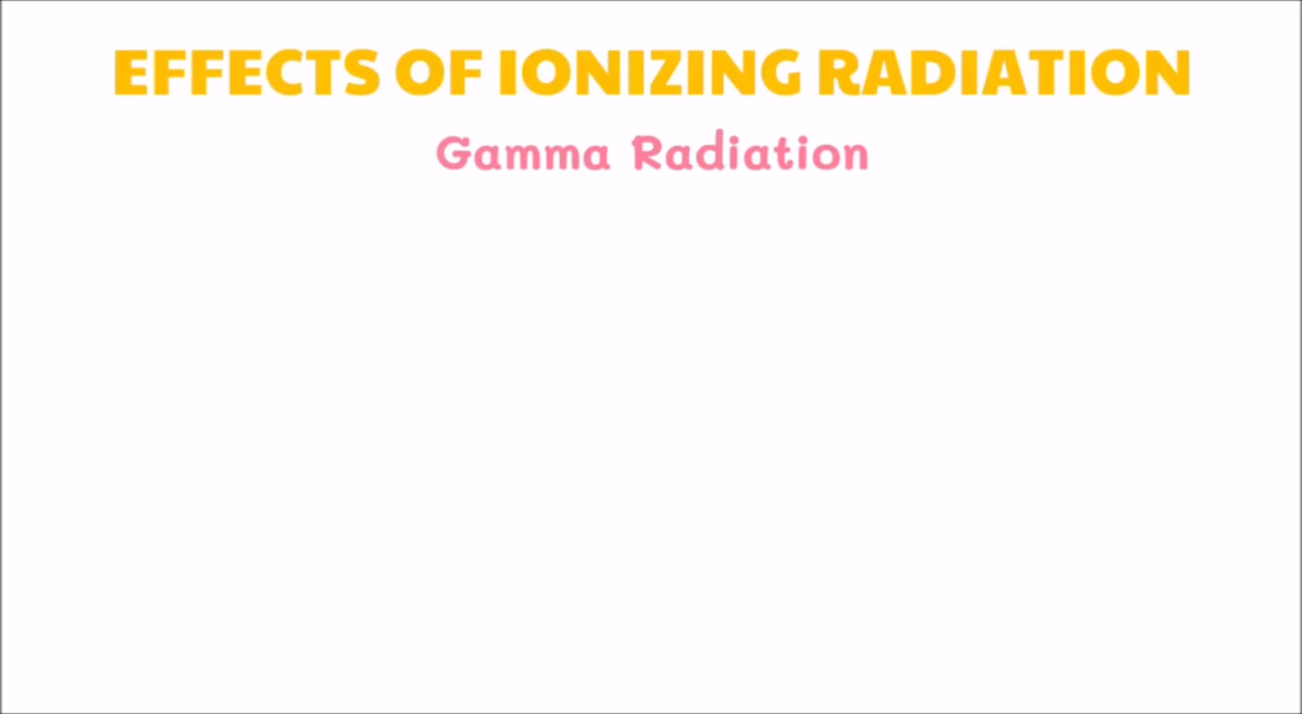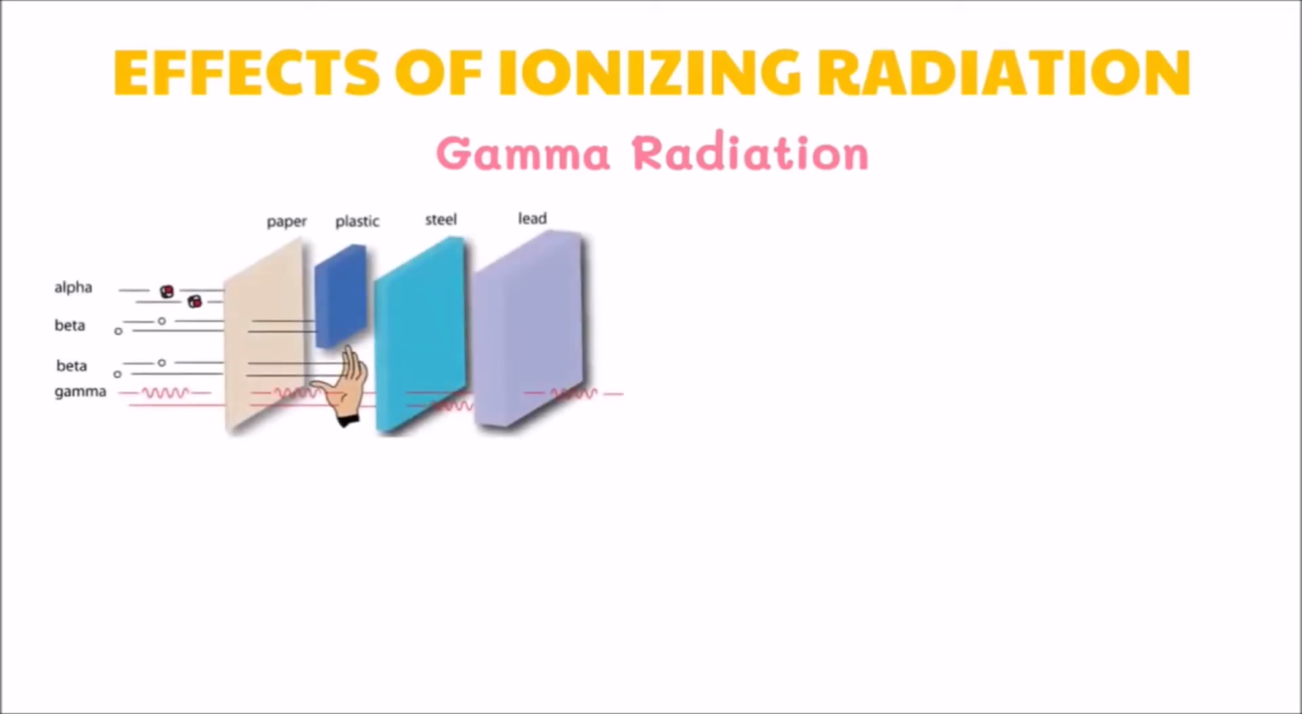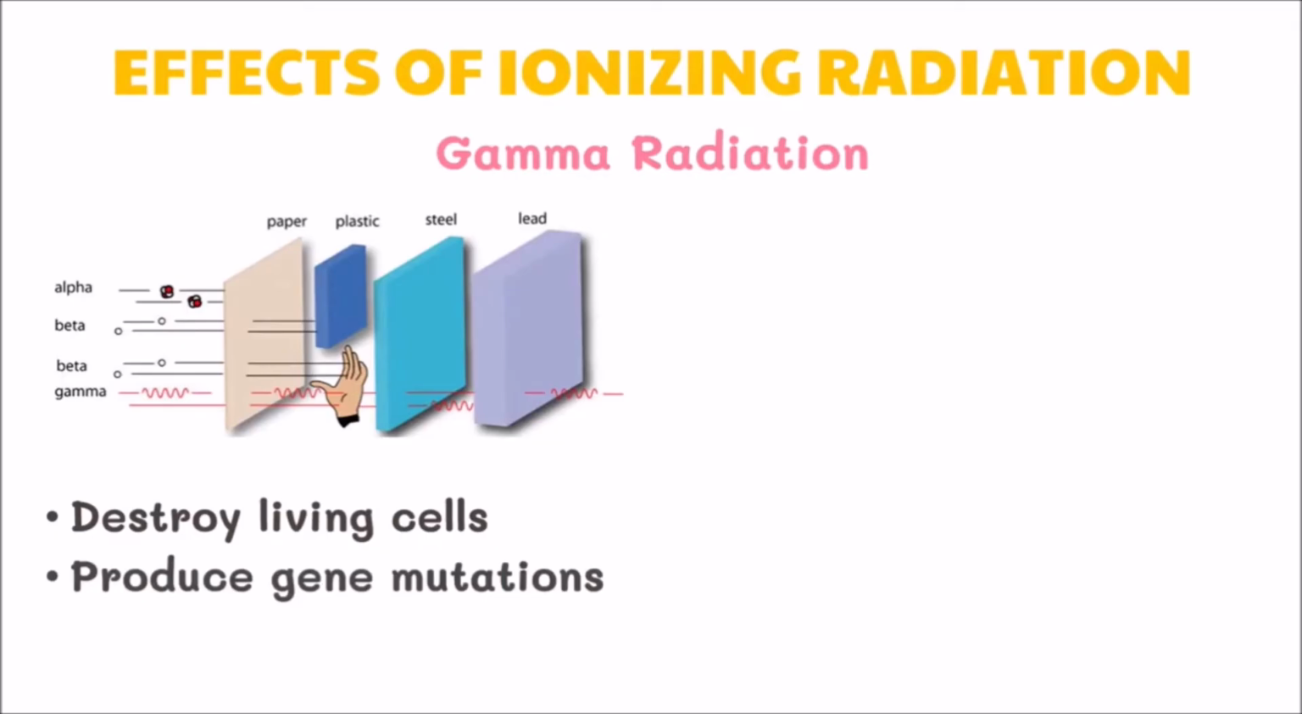The extremely high energy of gamma rays allow them to penetrate just about anything. They can even pass through bones. This makes gamma rays very dangerous. They can destroy living cells, produce gene mutations, and cause cancer.